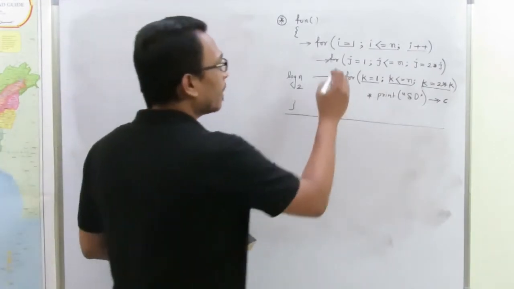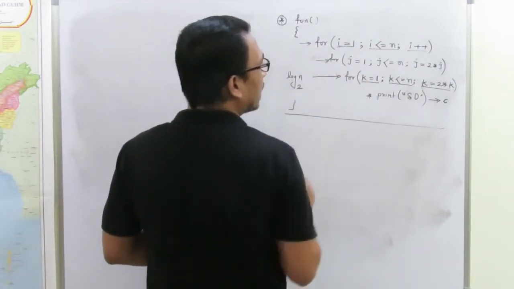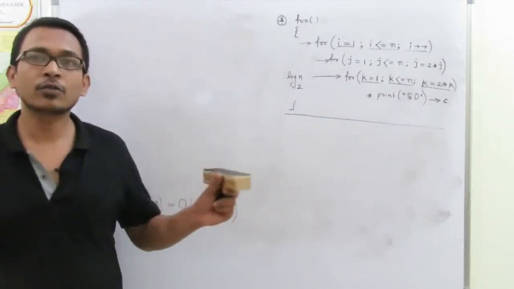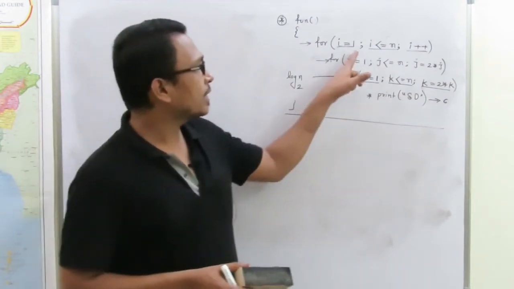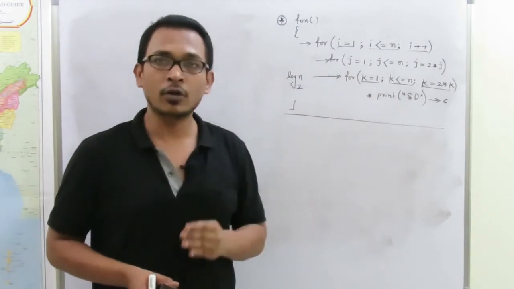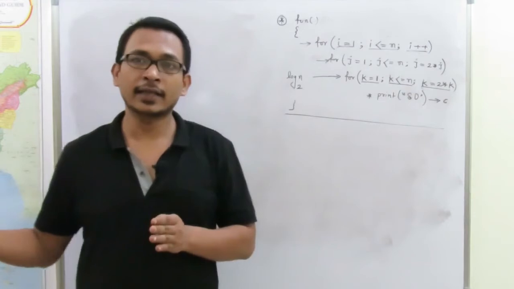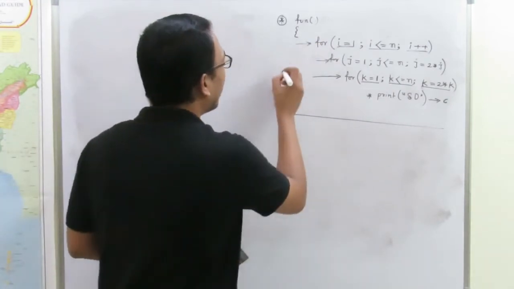Now look at here. The value of i starts from 1, continues till n and is incremented by 1. That means how many iterations will be there? There are only n iterations. How did we get it? Because each time the value of i is incremented by only 1. That means the value of i will be 1, 2, 3, 4, 5, 6, 7, 8 like that till n. So we have n iterations here.